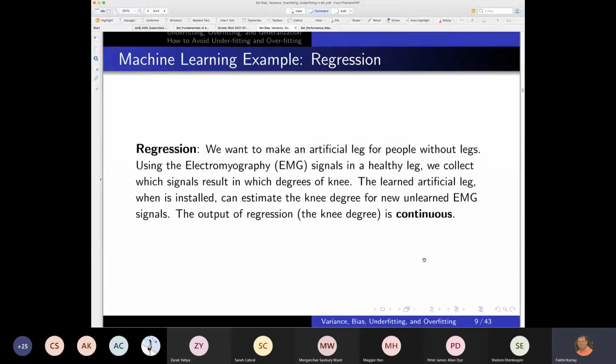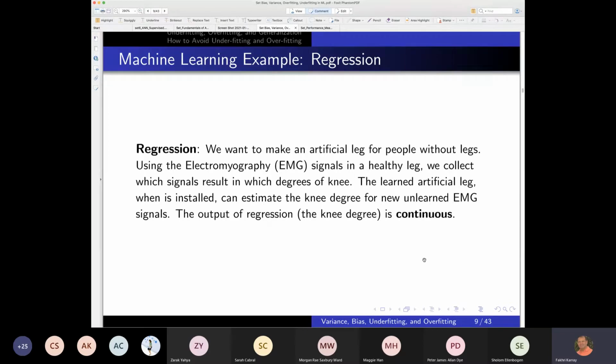For regression, we want to make an artificial leg for people without legs. So let's say we use electromyography signals in a healthy leg. We collect which signal results in which degree of knee. So the trained artificial leg, when installed, can estimate the knee degree from new electromyography signals. So the output of this regression is continuous.